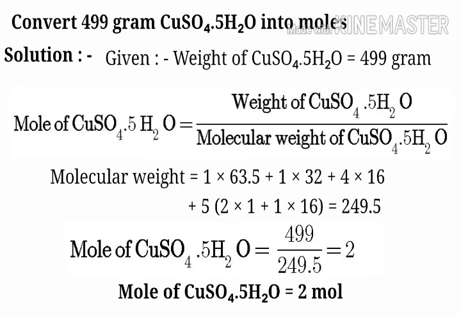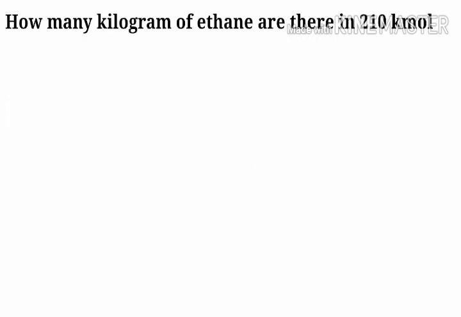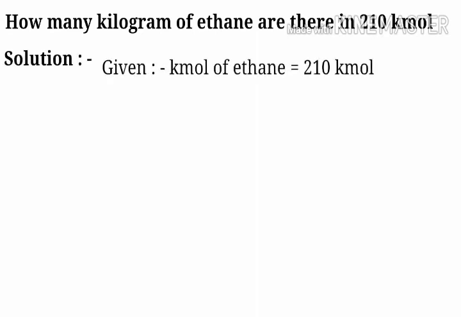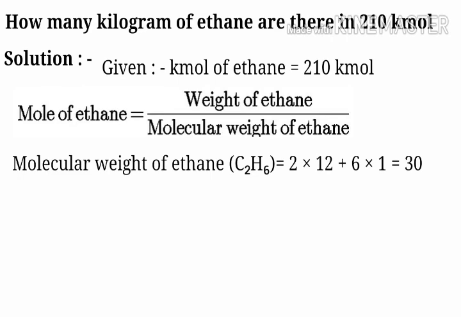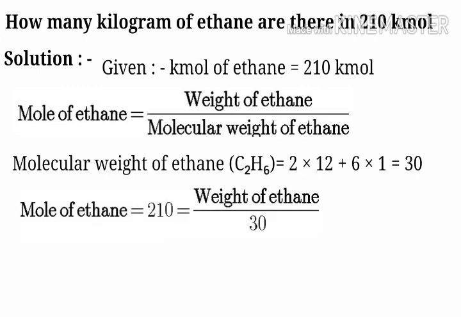Now, next example. How many kilograms of ethane are there in 210 kilomole? So given is kilomole of ethane is equal to 210. As we know formula of mole is mole of ethane is equal to weight of ethane divided by molecular weight of ethane. Now let's calculate molecular weight. So molecular weight of ethane is equal to 30. Now let's put these values in formula. So we get mole of ethane is equal to 210 is equal to weight of ethane divided by 30.